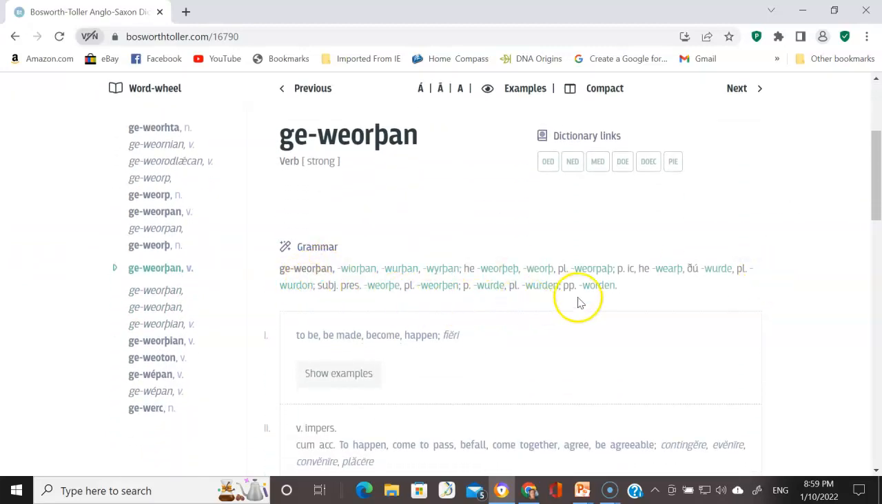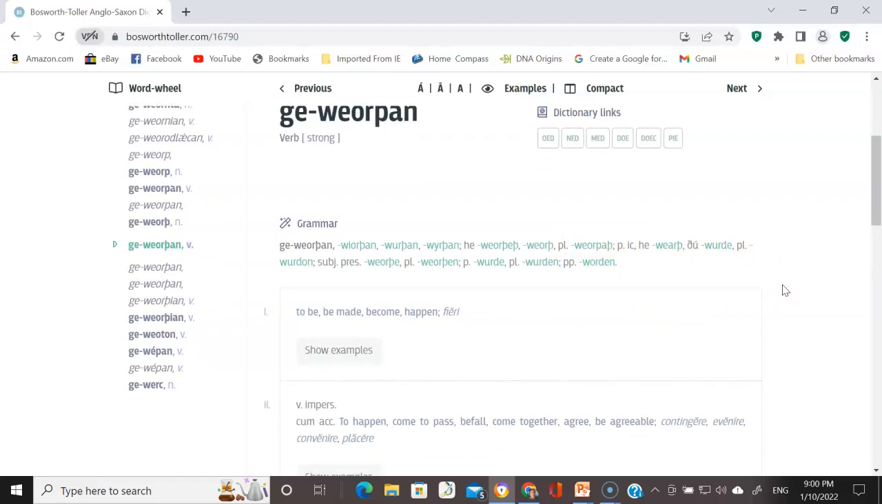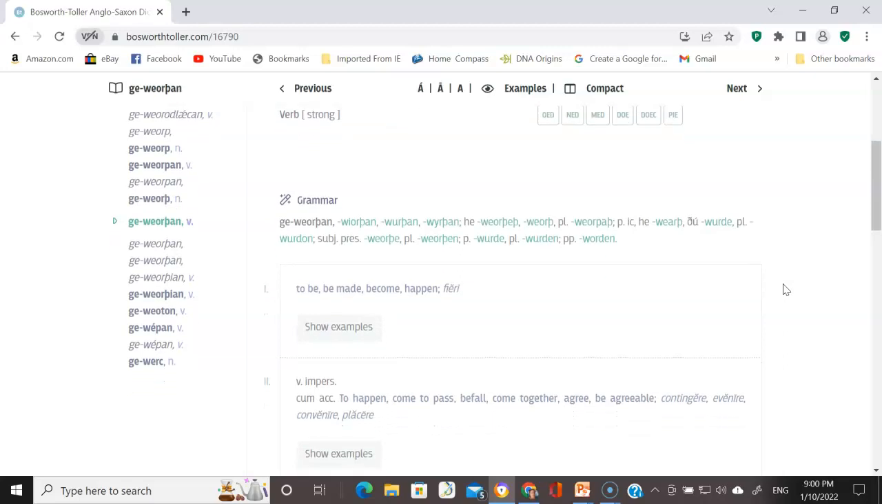The thing I was looking for, it must indicate what form the past participle takes. So here it is, geworden. Okay, that is the past participle. Secondly, after doing that, it must also give me an example of its use. So there must be some use, and Bosworth-Toller is very good this way. So let's have a look.